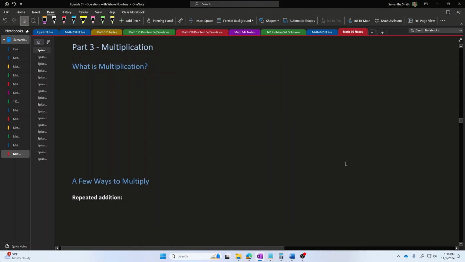In this part of the video, we are going to be reviewing the operation which is called multiplication. And multiplication is the action of adding a number to itself multiple times.